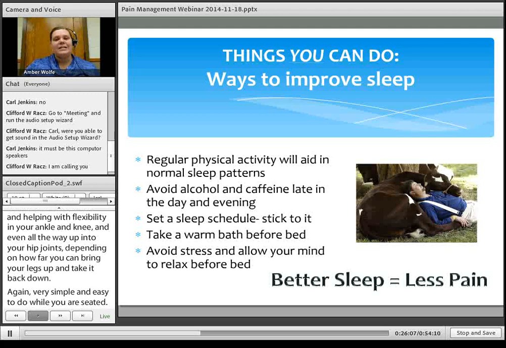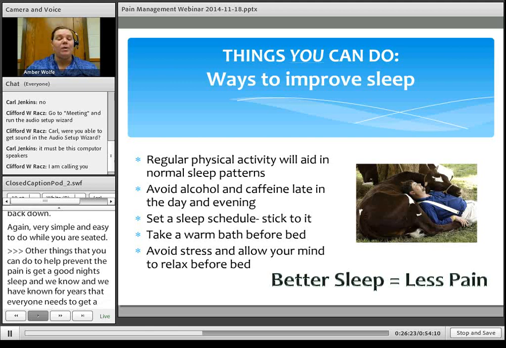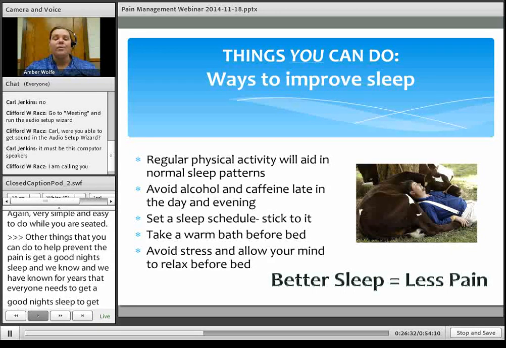Other things that you can do to help prevent the pain is get a good night's sleep. And we know, and we have known for years, that everyone needs to get a good night's sleep to be well rested and ready to conquer the next day. However, for some of us, that's not always an option. Maybe our hours are different at work. Maybe we work in an industry with livestock where there's emergencies in the middle of the night. You just don't always get that same amount of sleep that you think you need. So it's very important that whenever you can get a good solid night's sleep, you take advantage of that.